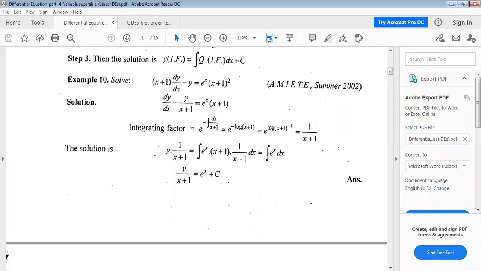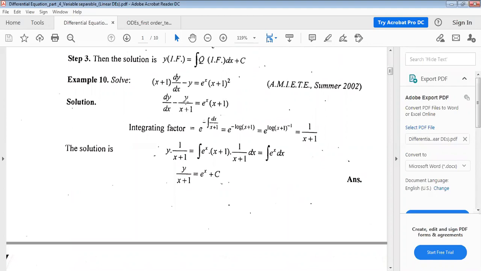x plus 1 into dy dx minus y equals to e to the power x into x plus 1 whole square, right? First of all, we have to arrange this differential equation to look like the standard form of linear differential equation of first order. That means dy dx, just dividing with x plus 1 on both sides. We get y divided by x plus 1 equals e to the power x into x plus 1, one x plus 1 will be cancelled by dividing. So y coefficient, what?